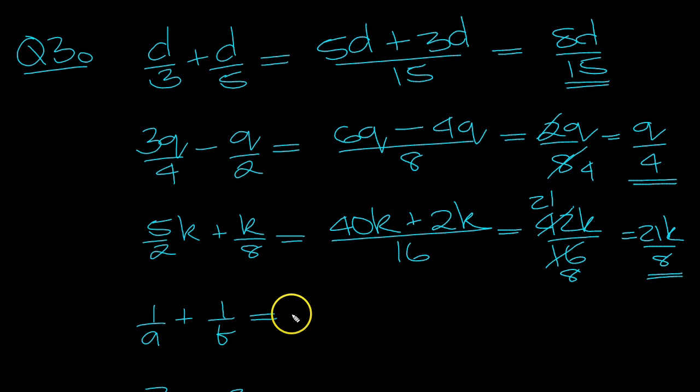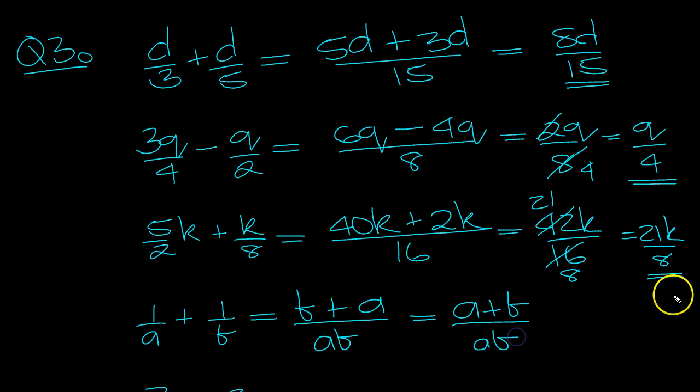This one, cross multiply. a times 1 is a, over the product underneath, ab, which looks easier if we write a plus b over ab.